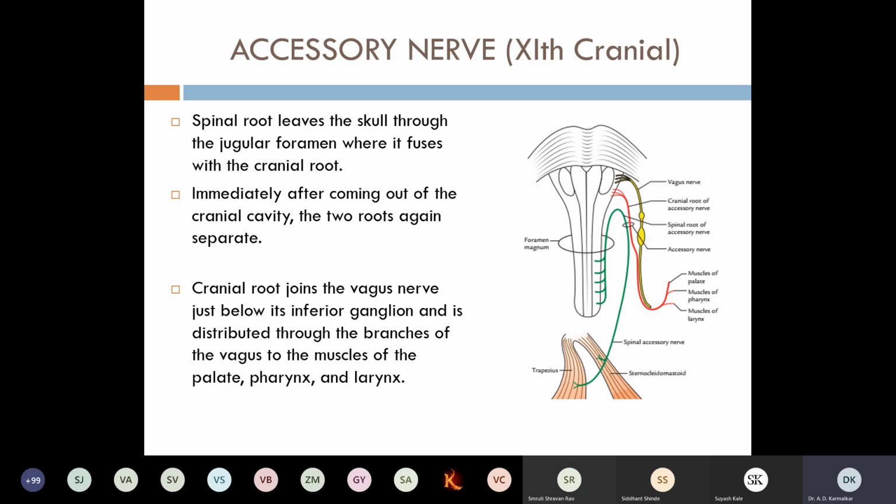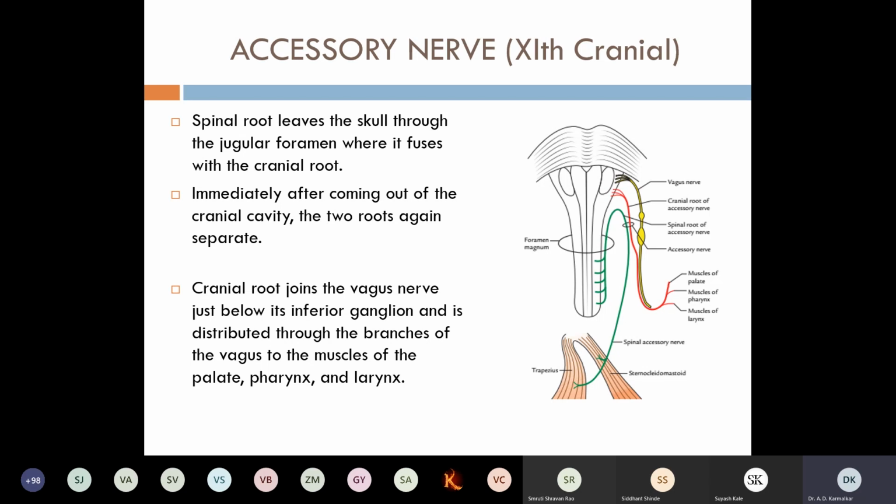Now, the spinal root will leave the skull through the jugular foramen after it fuses with the cranial root. Immediately after coming out, these two roots are going to separate. Now you can see in green, it is the spinal root, and in red, it is the cranial root. In the jugular foramen, they are joined together, and as they come out, they are going to separate.